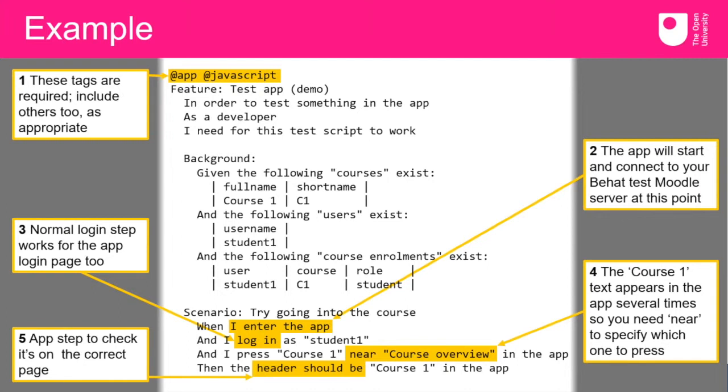Number 4, and I press Course 1 near Course Overview in the app. That's going to select the right version of Course 1 on the screen and click on it. And finally, the actual test part of this, we're going to check that you do end up in the page called Course 1 using the header should be Course 1 in the app step.